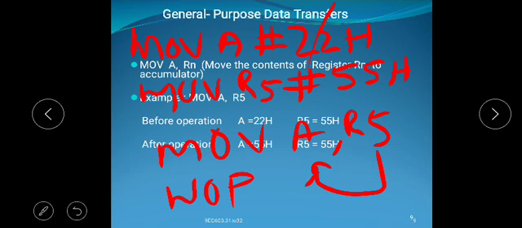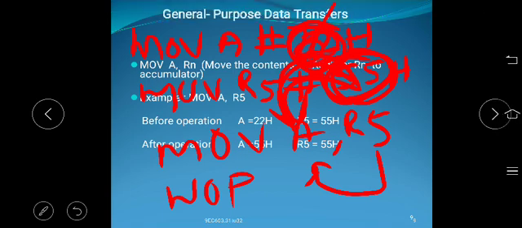MOV A, R5 means the content of R5, which is 55H, is moved to the register A. Register A already contains 22H; this is replaced and erased. Then it stores the value 55H. This is the general purpose data transfer.